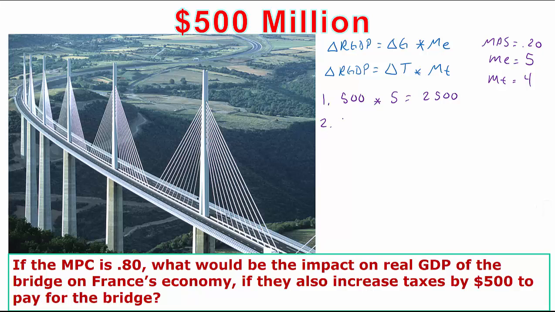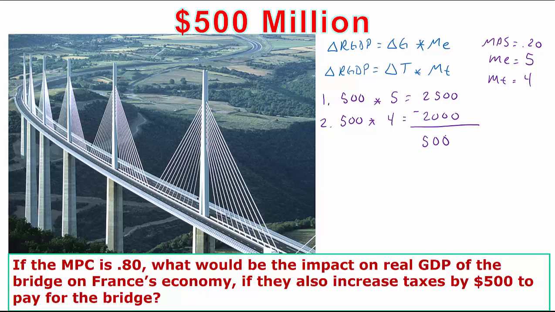But secondly, taxes are raised. So 500 in taxes times 4 is 2,000. Well, whenever you raise taxes, GDP gets smaller. So the net effect is 500 million.